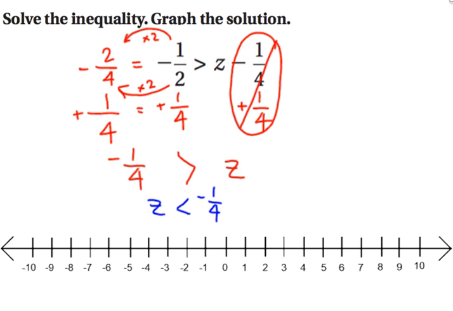So negative 1/4 is going to be right here. We're going to do an open circle, and it's going to go to the left for all the numbers that are less than negative 1/4.